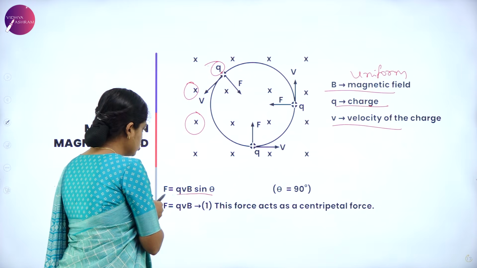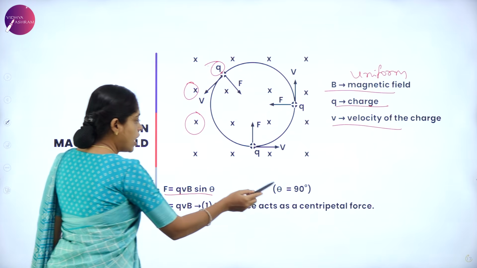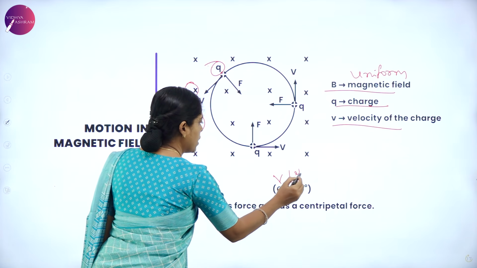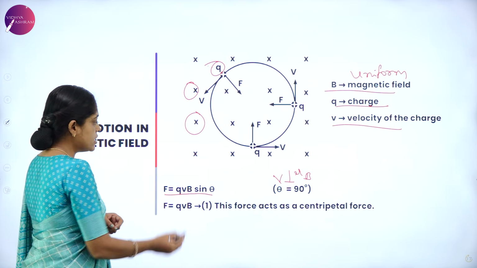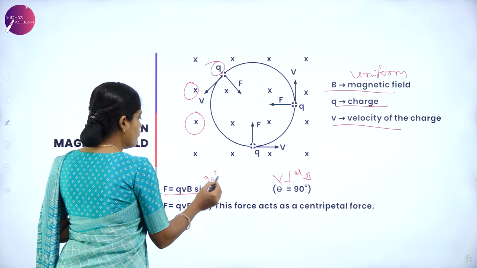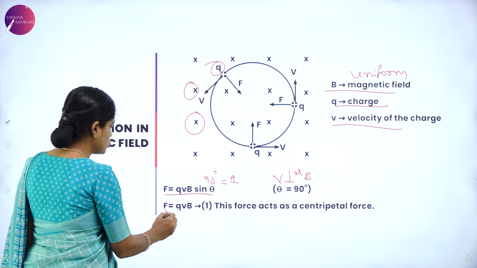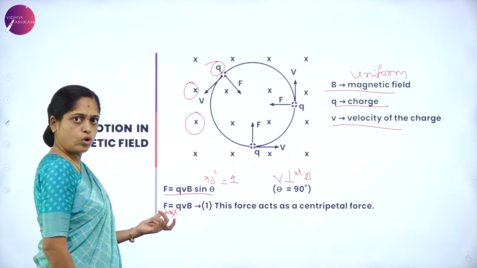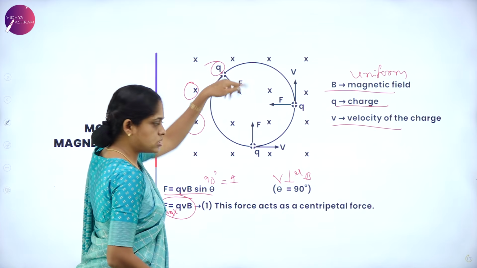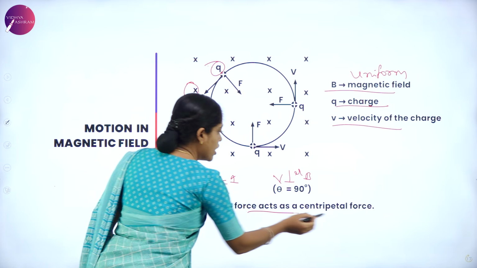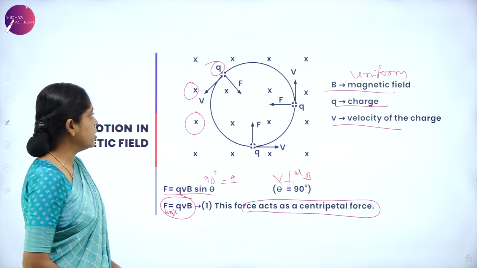The magnetic force is given by QVB sine theta. Theta is 90 degrees, as the velocity and magnetic field are perpendicular. Sine 90 value is 1. By that, the maximum force acts on this charge, which is equal to QVB. So this force is towards the center, therefore it is a centripetal force. The magnetic force acts as a centripetal force.